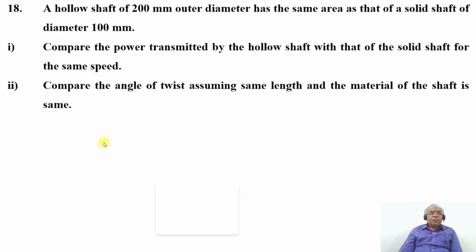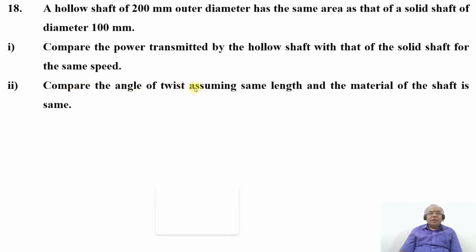Now we're going to take up one more problem on shaft. Problem number 18 reads: a hollow shaft of 200 mm outer diameter has the same area as that of a solid shaft of diameter 100 mm. Number 1: compare the power transmitted by the hollow shaft with that of the solid shaft for the same speed.